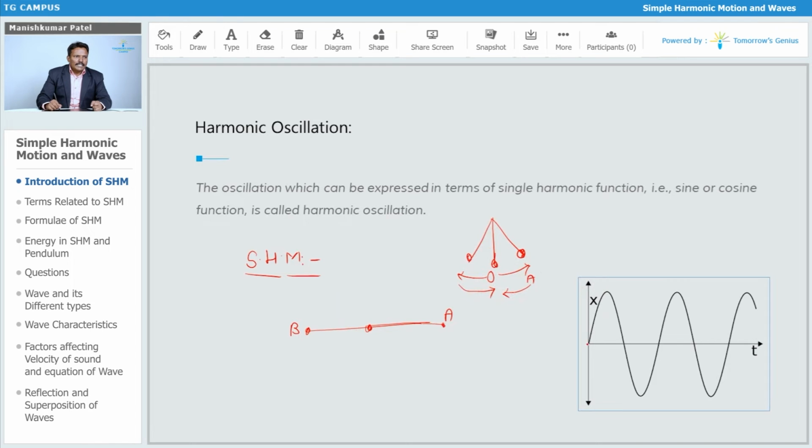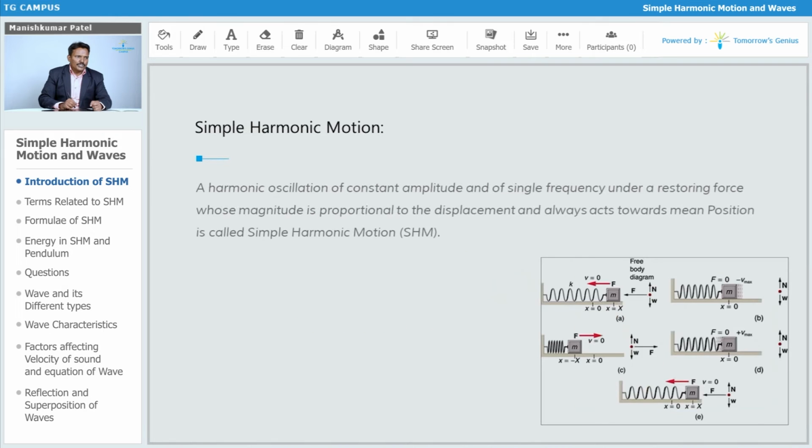So we can say that its amplitude is maximum, then again it gets back towards the equilibrium or mean position, it becomes 0. Again it goes to the maximum but in the opposite direction, and then again it comes back towards the mean position. So this motion I can represent with the help of a sine or cosine wave. That's why it is called harmonic oscillation.